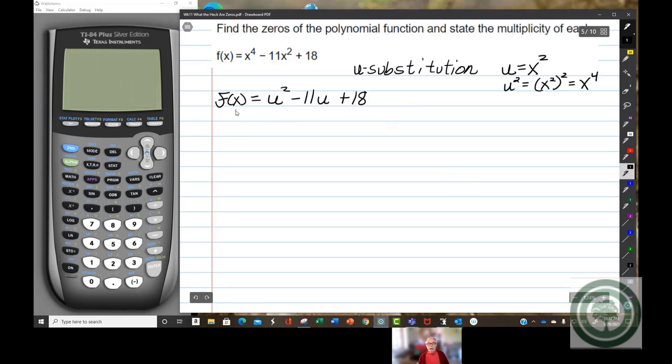So now, what am I doing? I'm looking for the zeros and their multiplicities. So if I want to find the zeros, I have to let f of x equal zero. And then first I'll find the u's that make that happen. Then I'll find the x's.